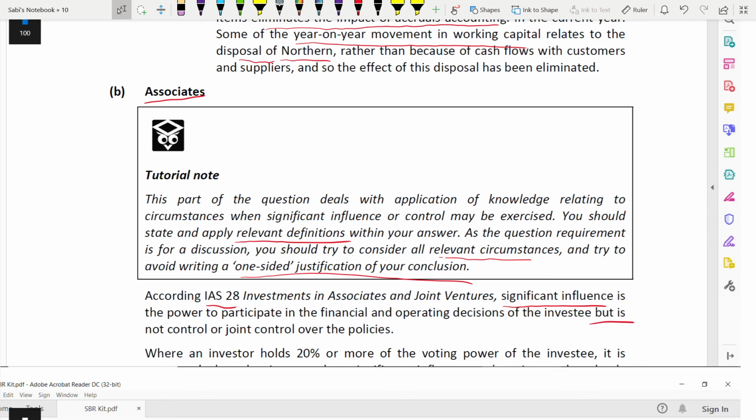But it's not control or joint control. Neither do they have sole control, nor joint control. So it's not a joint venture, and it's not a subsidiary either. They don't have control, but they're talking about influence. Influence is not control. You're not controlling. You just have an influence to participate in financial and operating decisions. Okay.